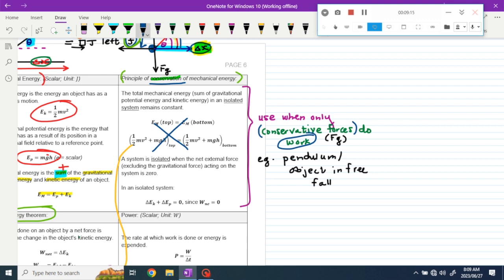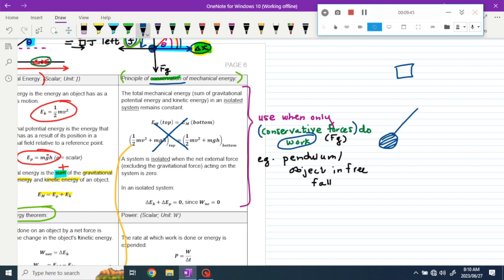This formula you're normally going to use when you have an object moving, for example, on a frictionless surface, with only Fg being the force pulling down on that object. Or for example, when we have an object in free fall, okay? So an object starts up there and falls down. And also yesterday I mentioned to you, sometimes you might have a pendulum. Okay, a ball attached to a string and it will be moving in space.